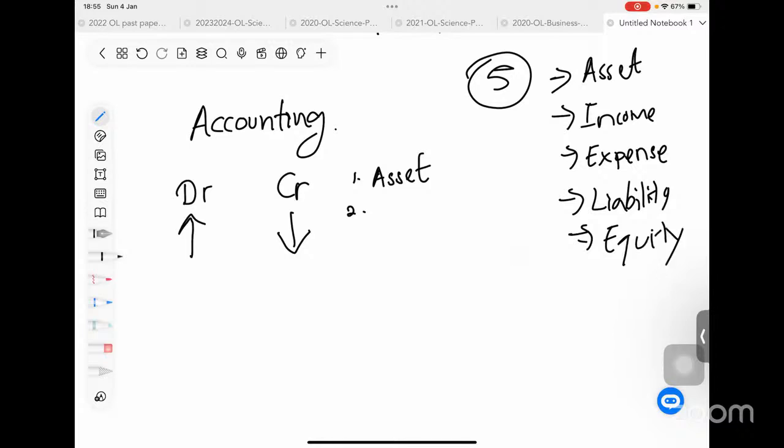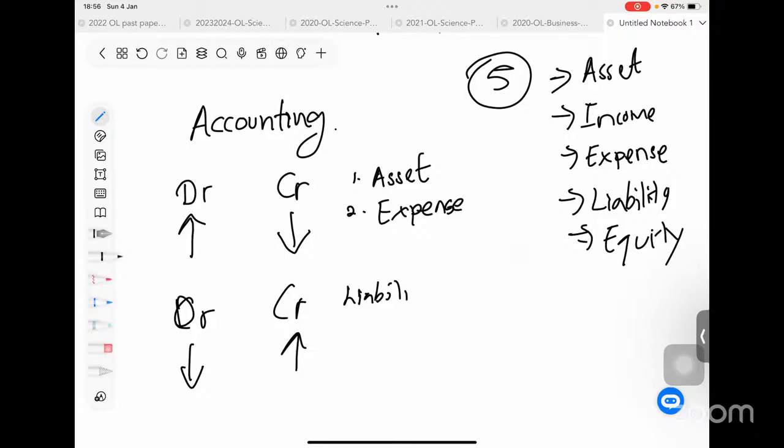So here, if increase in debit and decrease in credit, what are the two elements that will be recorded as increase in debit and decrease in credit? Asset and expense. Yes. And if decrease in debit and increase in credit, liability and income.